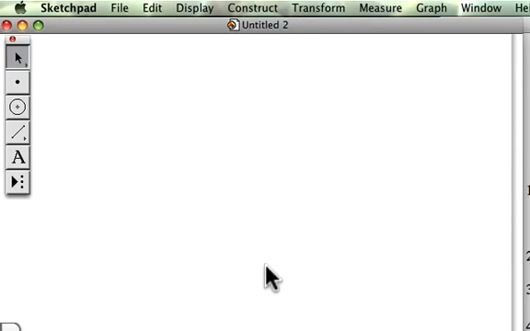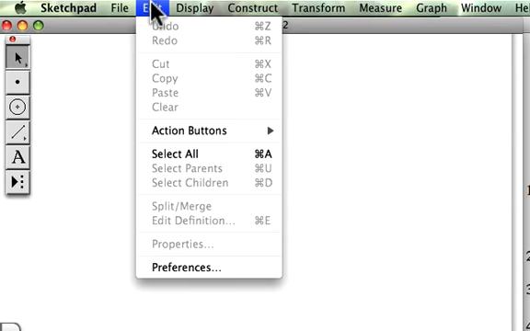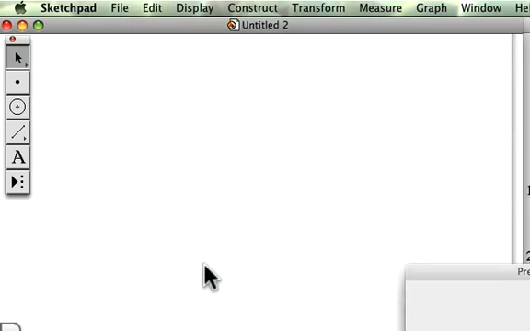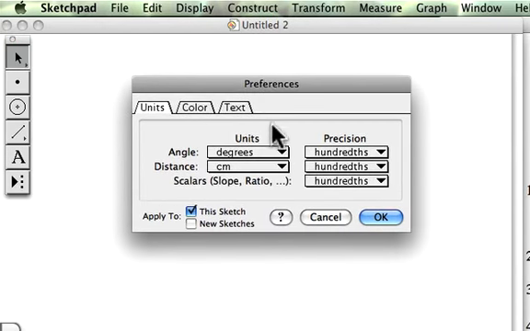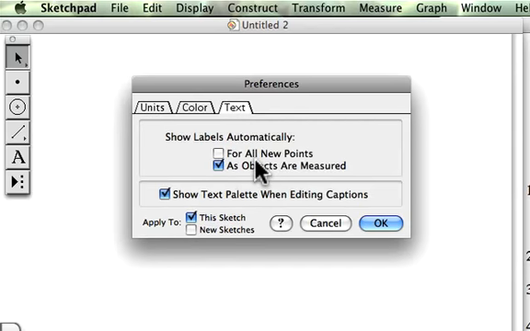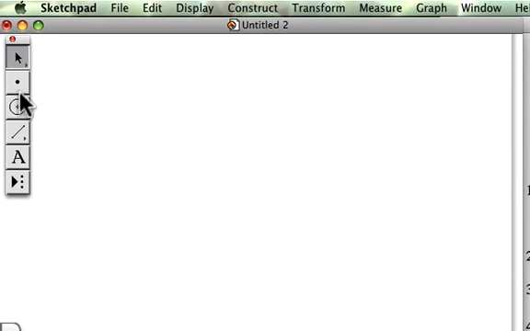Now here's the instructions for the proportional sides investigation. The first thing you're going to do is go to the Edit menu, and under Preferences, select here for all new points under Text, and it's automatically going to label all new points once you draw them. So you want to select Text and for all new points, so it'll automatically label them. Then click OK. Now what we're going to do is construct a small triangle, and it'll be A, B, C.